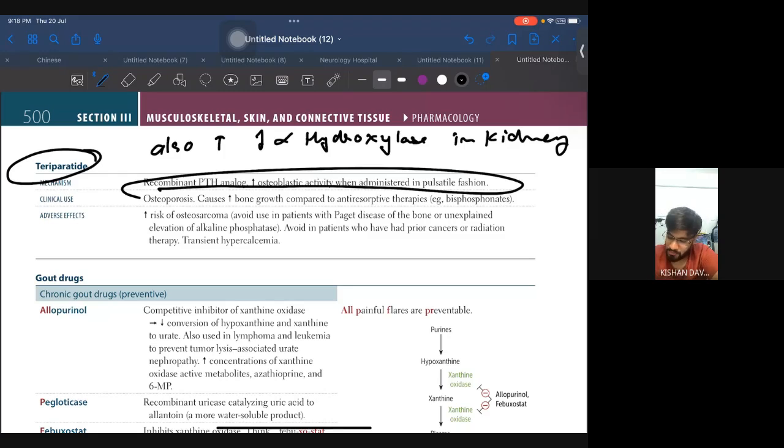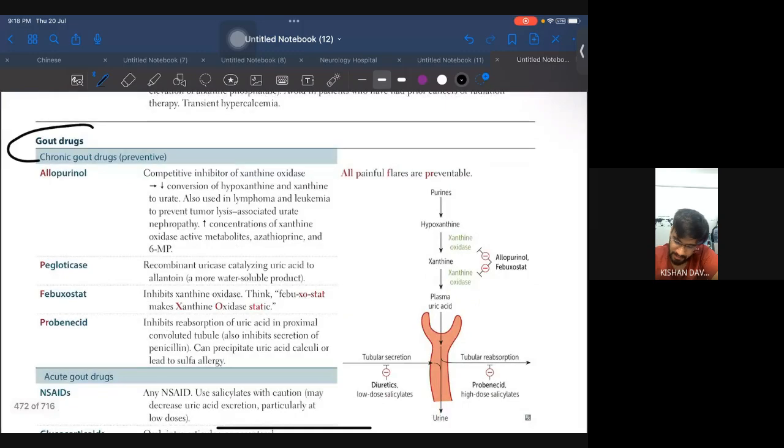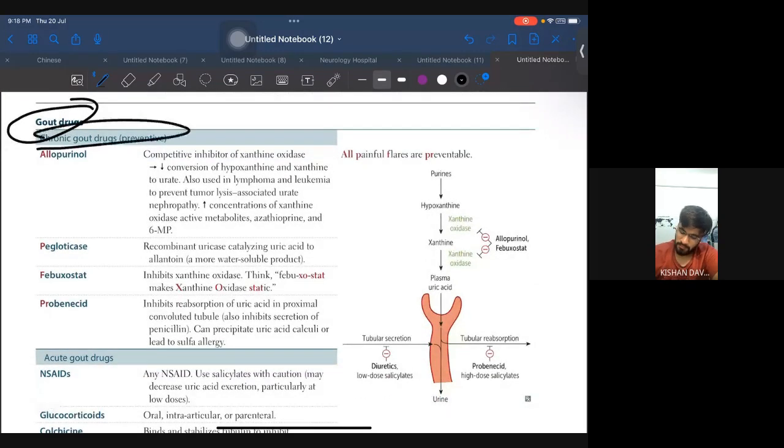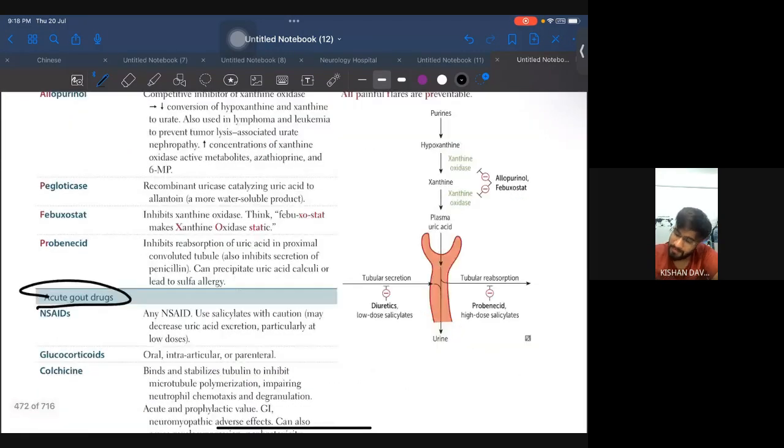Coming to the gout drug, we studied gout yesterday. It is chronic and it is acute. So they will give you in the question the first line of treatment in acute gout, first line of treatment in chronic gout. They will definitely give you in the question. You have to figure it out.